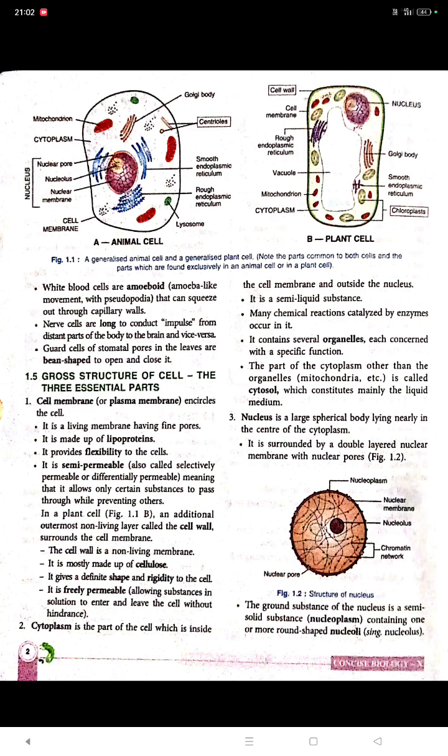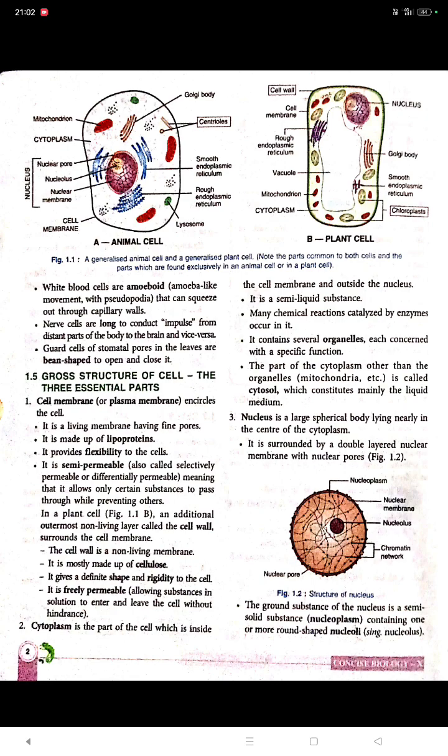Next, gross structure of the cell. There are three essential parts. The cell membrane. It is a living membrane having fine pores. It is made up of lipoproteins. It provides flexibility to the cells, and it is semi-permeable. The cell wall, present in the plant cell, is a non-living membrane. It is mostly made up of cellulose, and it gives a definite shape and rigidity to the cell. For which cell? Plant cell. It is freely permeable. Okay.